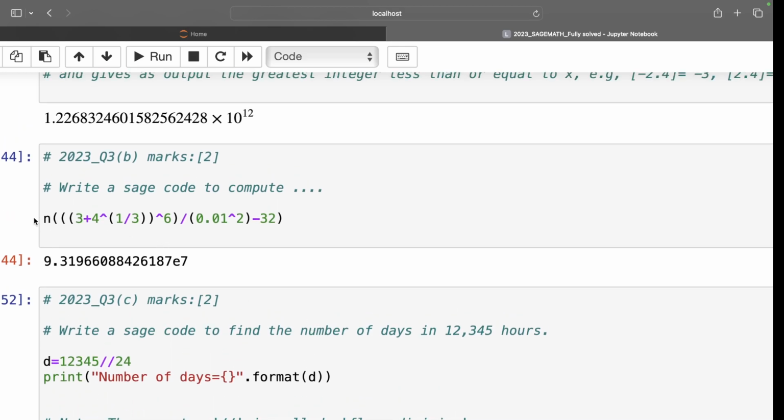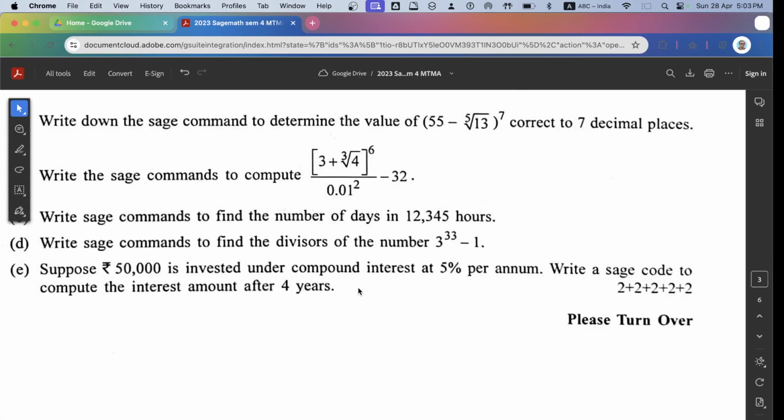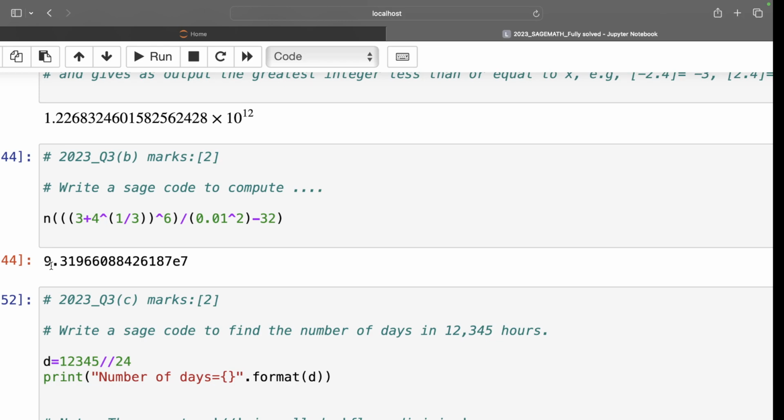So this numerical approximation, this correct code is (3 + 4^(1/3))^6 / (0.01^2 - 32). The output is 9.31 and so on, E7.